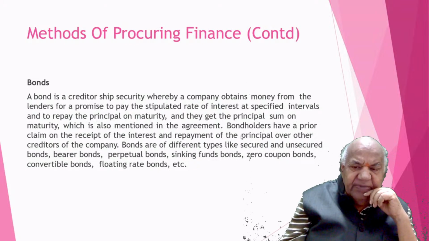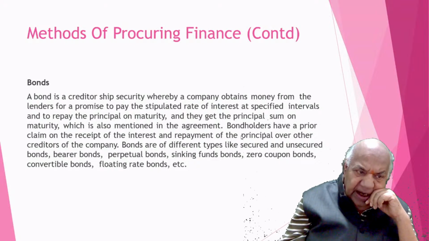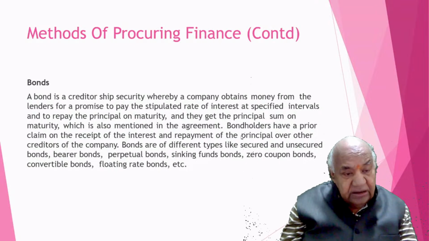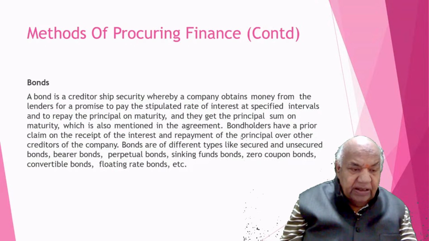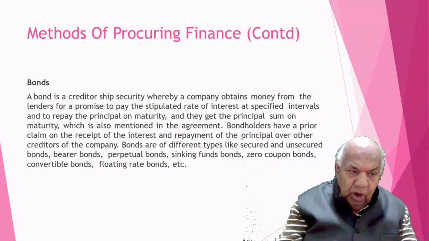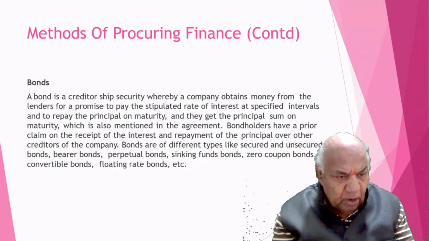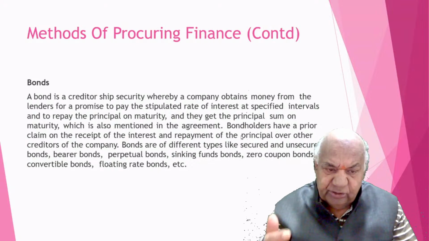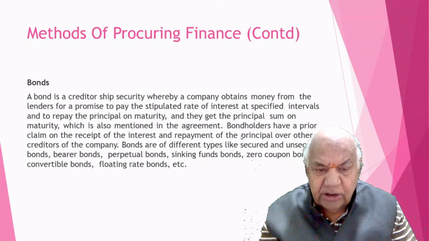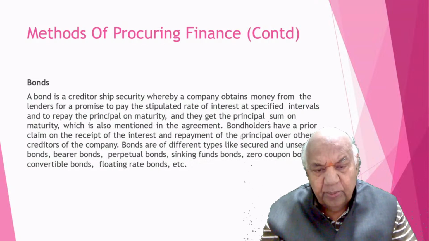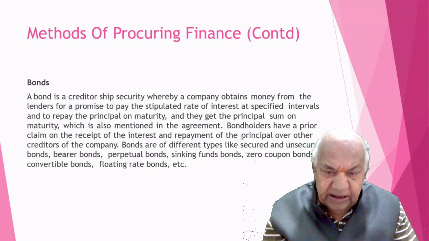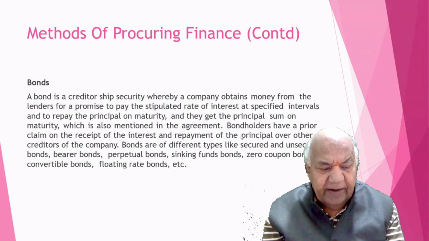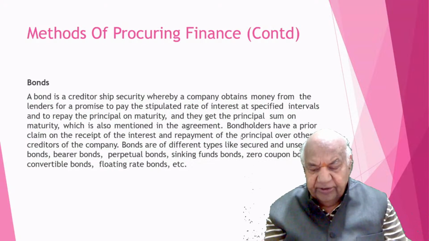Bonds are of different types, like secured and unsecured. Bearer means where the name of the person holding is not written on the bonds. Whoever has got the bond, he is the owner of the bond. Perpetual bonds, which will go on. Sinking fund bonds, especially for a particular liability. Zero coupon bonds, convertible bonds, and floating rate bonds, etc.